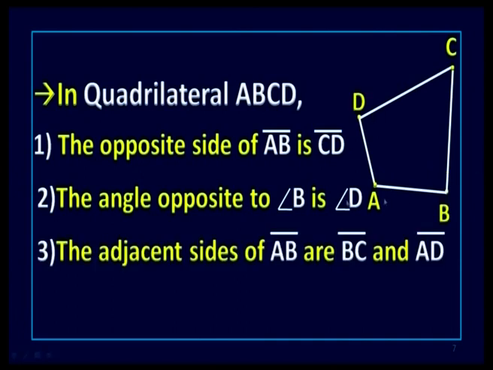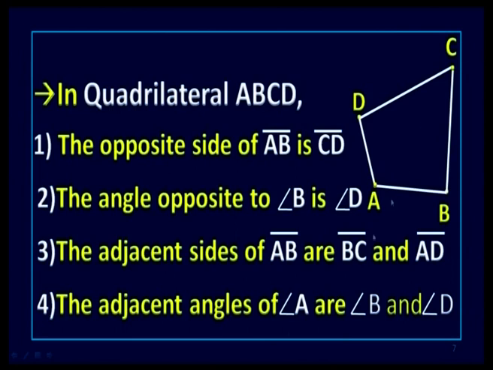The adjacent sides of AB are BC and AD. Children, observe AB now in the figure. Yes, for this, BC and AD are the adjacent sides. The adjacent angles of angle A are angle B and angle D. Children, observe here, for angle A, B is adjacent and at the same time D is also adjacent. So I can say B and D are the adjacent angles of angle A.